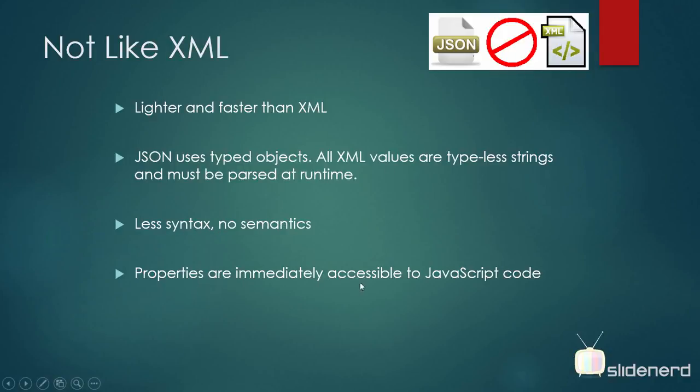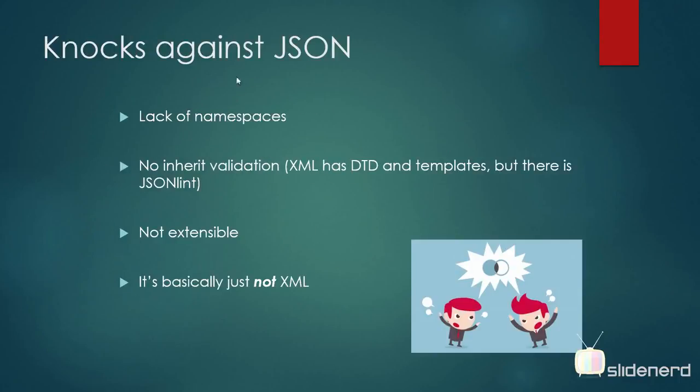The properties are accessible immediately to your JavaScript code if you're writing JSON code in JavaScript. If you talk about the limitations of JSON, there are no namespaces in JSON and there is no inherent validation. If you remember, XML has a DTD where you can specify how your documents will be structured, but in JSON, there is nothing other than JSON.